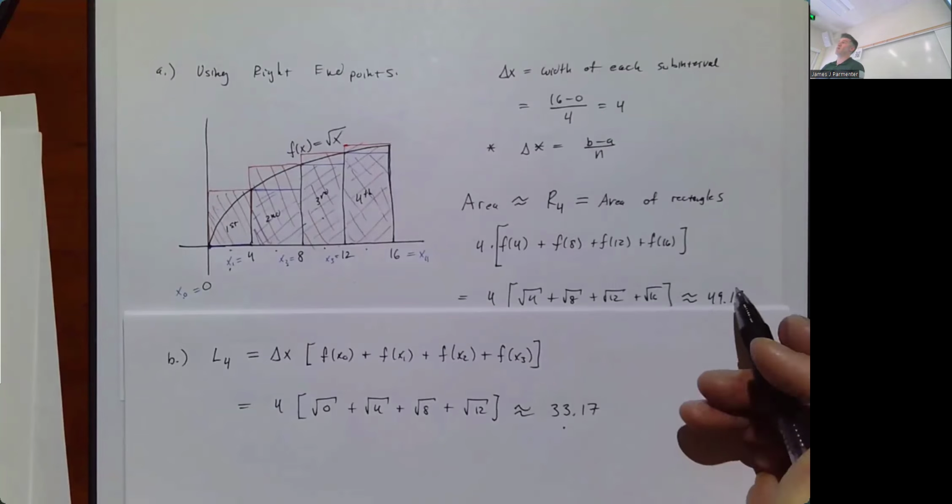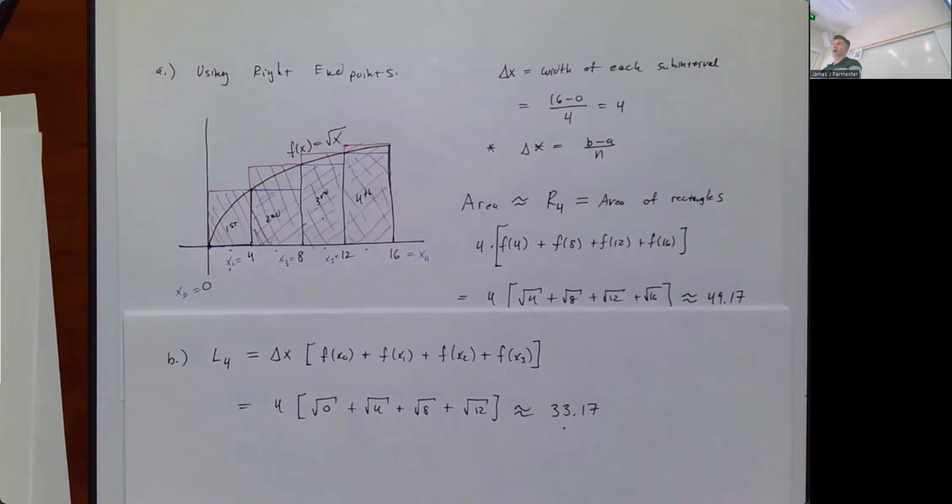We would love to have a better estimate. How do we get a better estimate? Well, there's a number of good answers to that question. One thing you could do, anyone have a suggestion? Right, I can make the rectangles smaller by using more of them. And that's what we're actually going to do.